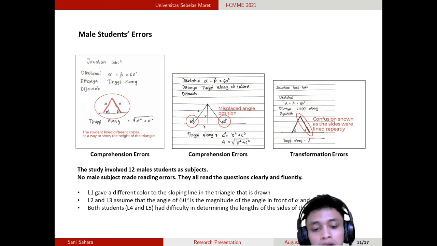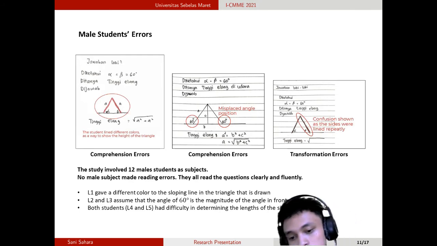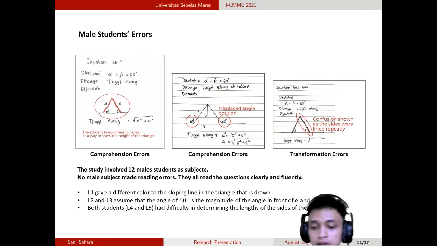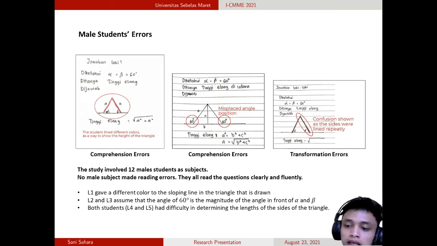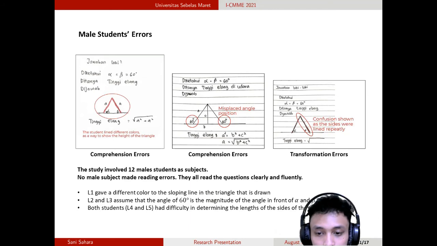The first picture, or L1, gives a different color to the sloping line in the triangle that is drawn. The next is L2 and L3. Assume that the angle of 60 degrees is the magnitude of the angle in front of alpha and beta. Both students L4 and L5 had difficulty in determining the lengths of the sides of the triangle. So they both experienced the comprehension error and transformation error.